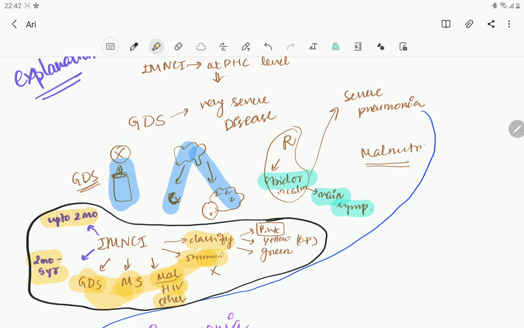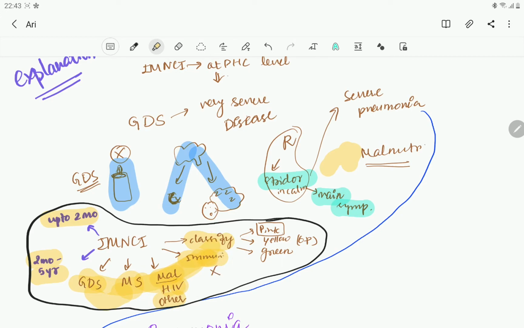So just remember that in the classification of pneumonia severity, the first classification is very severe disease or severe pneumonia. They come under the same category. And what do they comprise of? They comprise general danger signs plus a main symptom, that is stridor in a calm child. And that's it. Then we'll move on and assess the malnutrition, the things that I said over here.